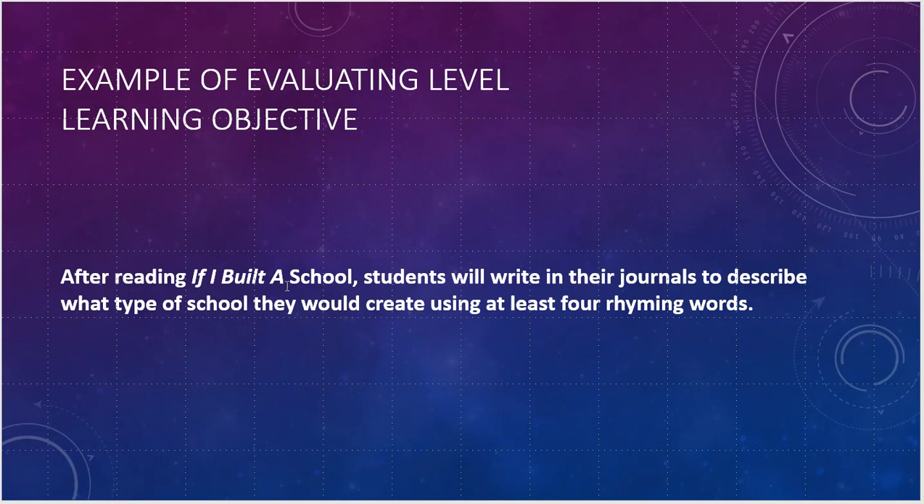All right, after reading If I Built a School, students will write in their journals to describe what type of school they would create using at least 4 rhyming words. All right, so this is something that would involve creation. They're creating something.